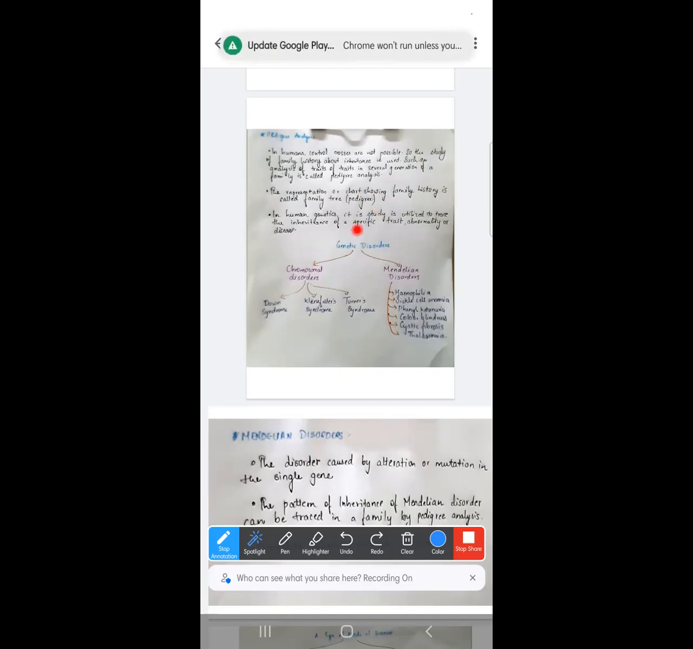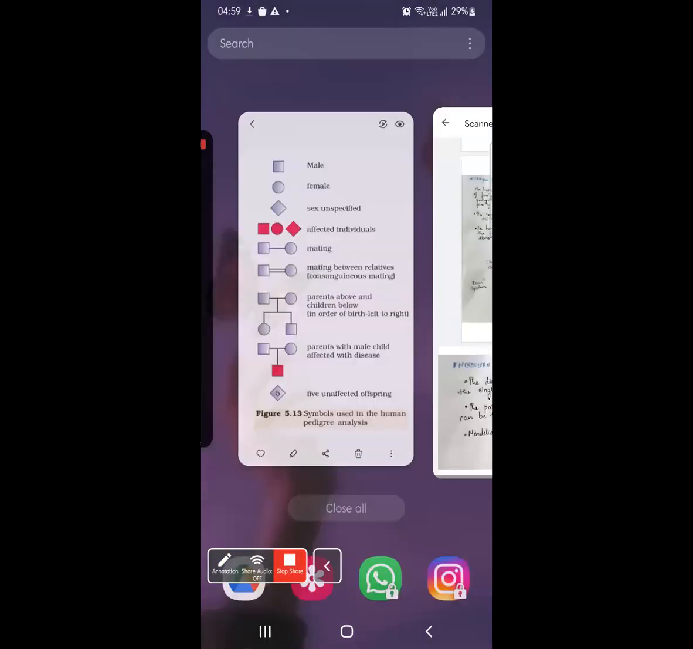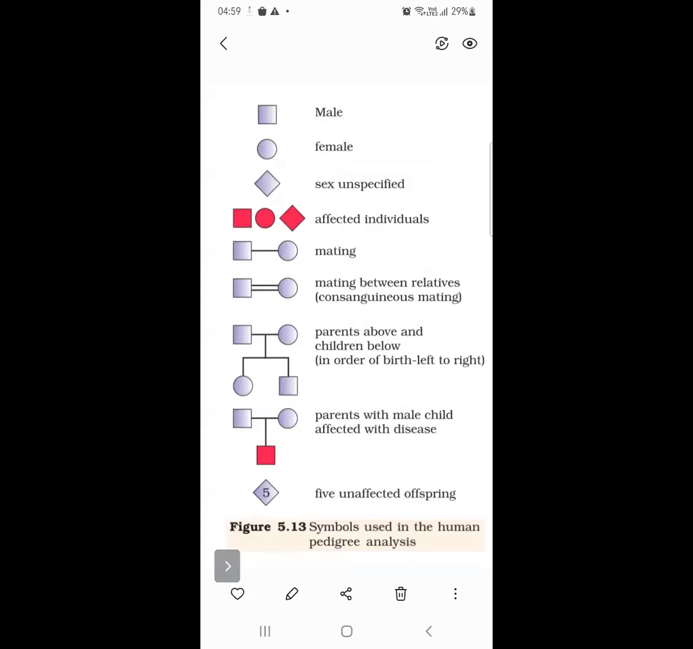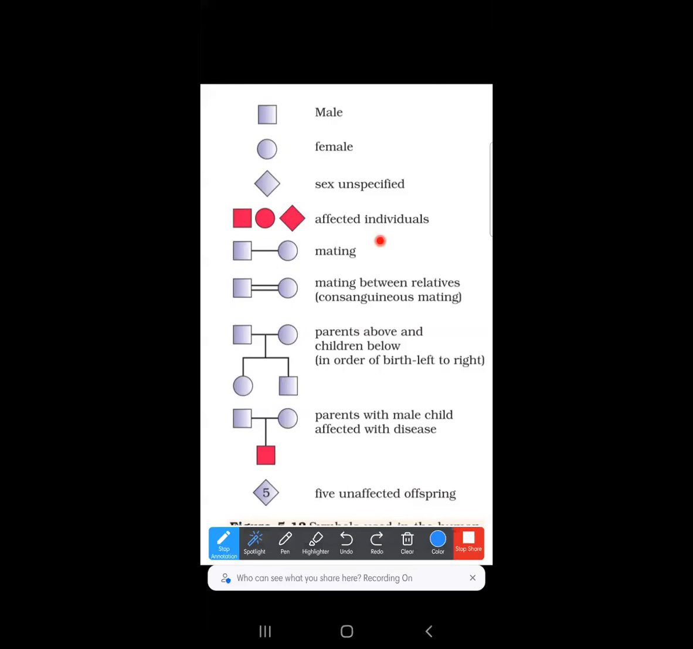In human genetics, its study is utilized to trace the inheritance of a specific trait, abnormality, or disease. I'll show you guys the symbols used in pedigree analysis or the pedigree flowchart. These are the symbols used in pedigree analysis.